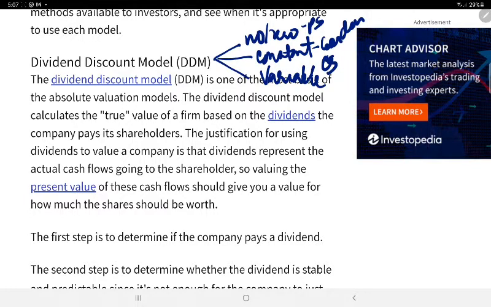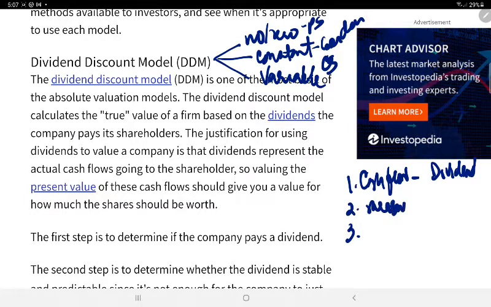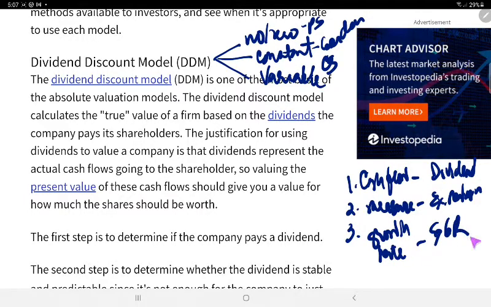Okay. And the inputs that we need in order for us to compute the dividend discount model are, of course, your cash flow in the form of dividend. Then we need to have a measure of risk, which would be the expected return. Then you should have the growth rate, which should be computed using the sustainable growth rate.